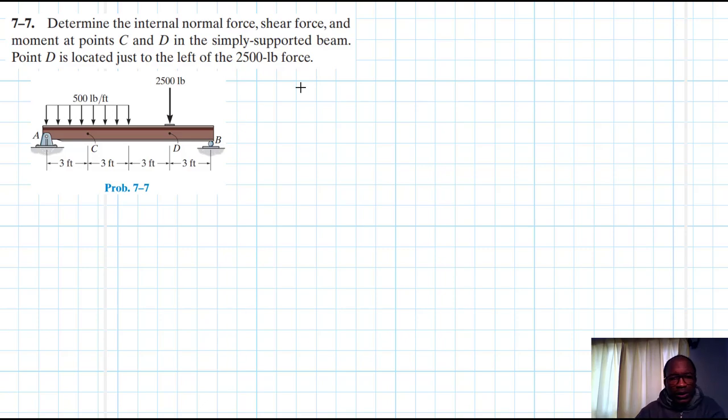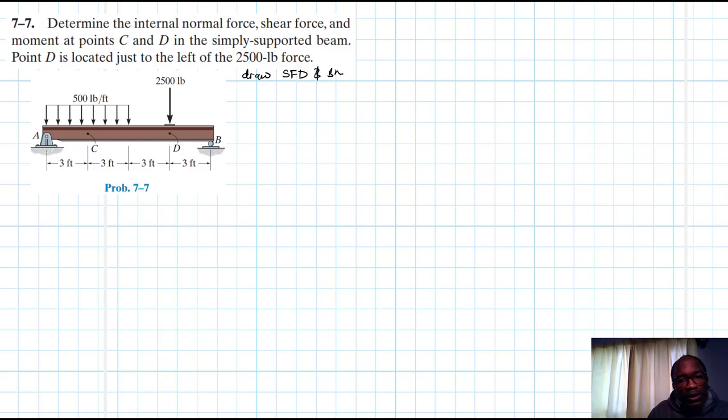Hello, I welcome you all to this another interesting screencast where we're going to be solving this engineering mechanics problem, and it reads: determine the internal normal force, shear force, and moment at points C and D in the simply supported beam. Point D is located just to the left of the 2,500 pounds force. So not only are we going to find the internal forces, we are also going to draw the shear force and the bending moment diagram.